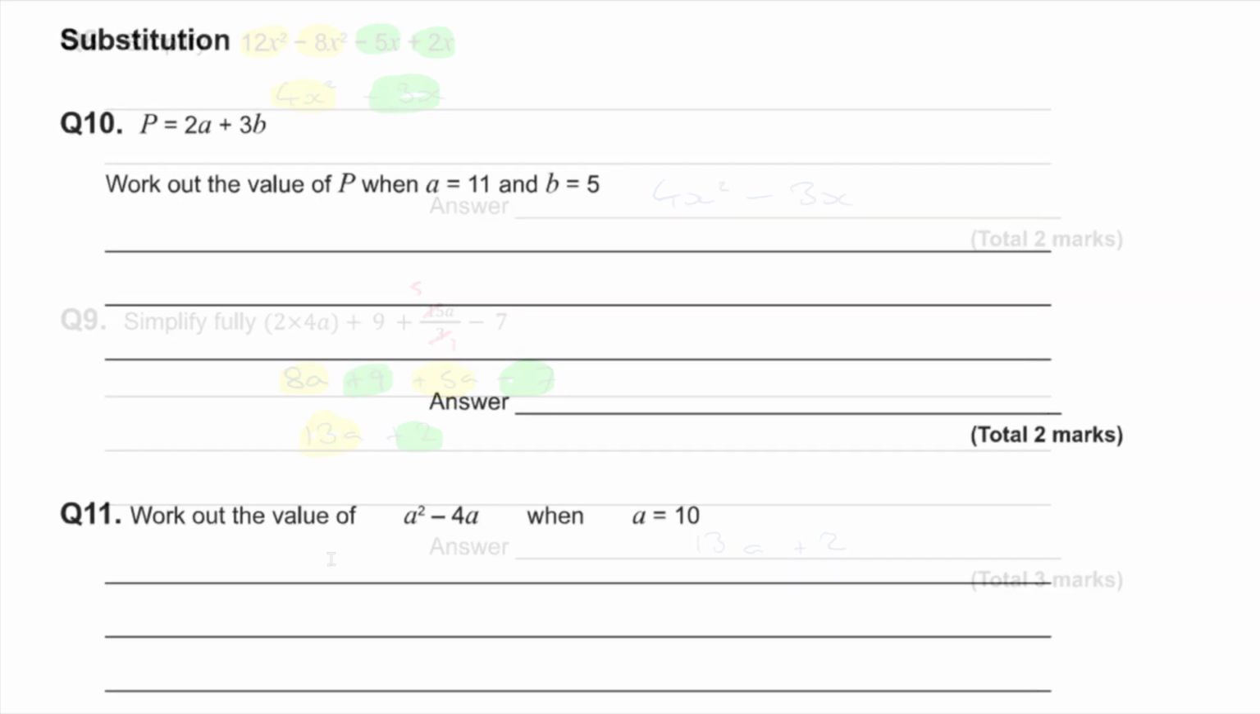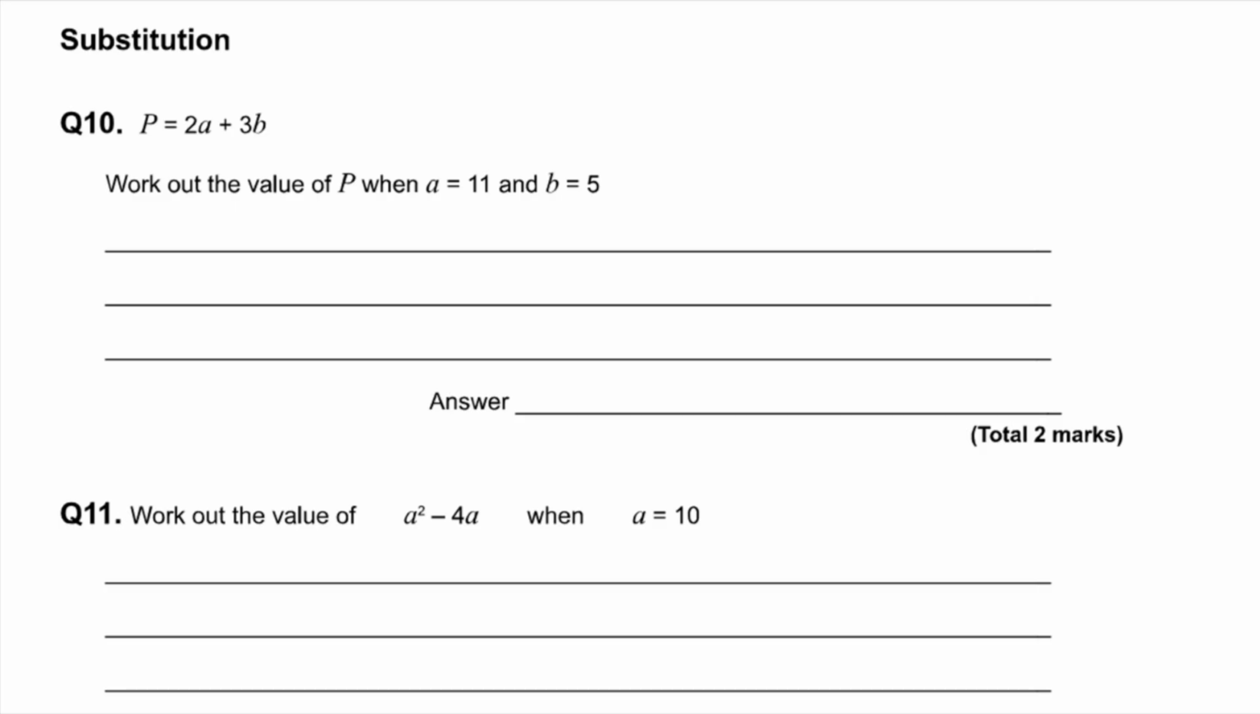13A plus 2. Moving on to substitution, question 10. P is equal to 2A plus 3B. Work out the value of P when A is equal to 11 and B is equal to 5. Okay, so P is equal to 2A, but A we know is equal to 11. So that's 2 lots of 11 plus 3 lots of B, but we know that B is equal to 5. So I'm going to replace that B there with the value 5. So that's 2 lots of 11 plus 3 lots of 5. 2 times 11, that is 22. 3 lots of 5, that's 15. Add them together, that's 37. My answer is 37.